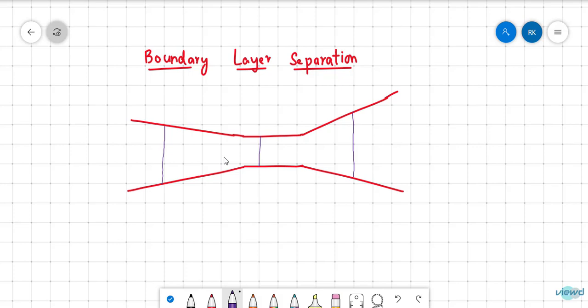We have seen how the boundary layer is created on a flat surface. There is no boundary layer separation. What is boundary layer separation?